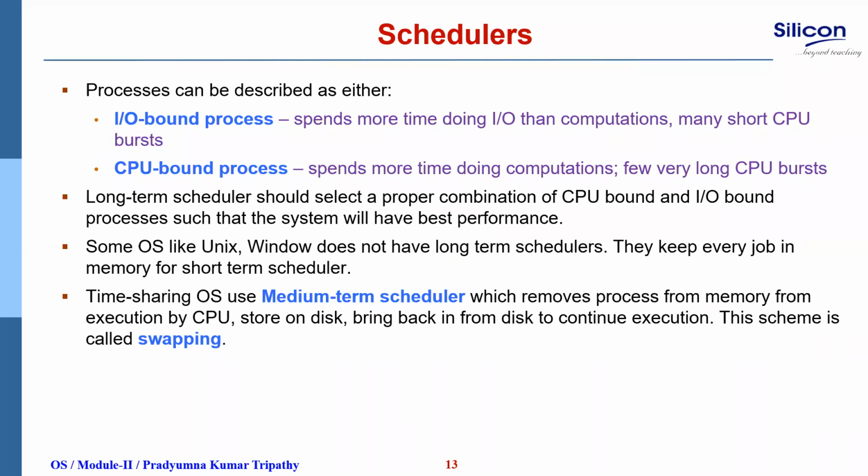The dispatcher is a module which connects the process selected by the short-term scheduler and gives control to the CPU for execution. So it is like a connector, a bridge. What does it connect? One process with the CPU. The process is the one which is selected by the short-term scheduler.